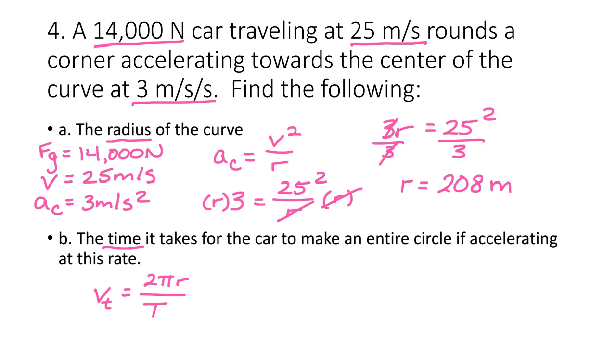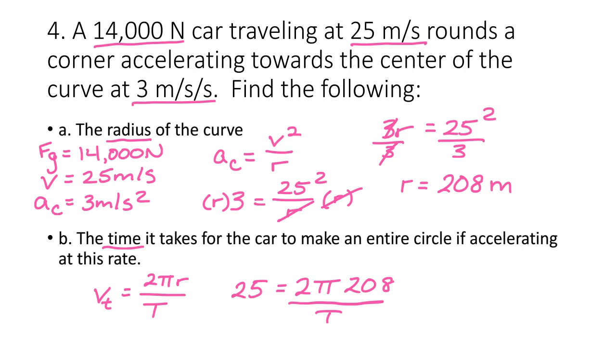So, let's put some numbers in. We know the velocity is 25. We know 2, and we're just going to leave pi written as pi. It'll go straight in your calculator like that. Times our new radius of 208 divided by period, or capital T.